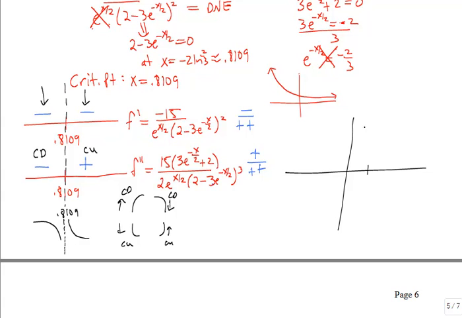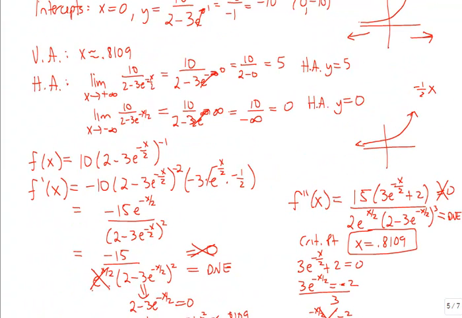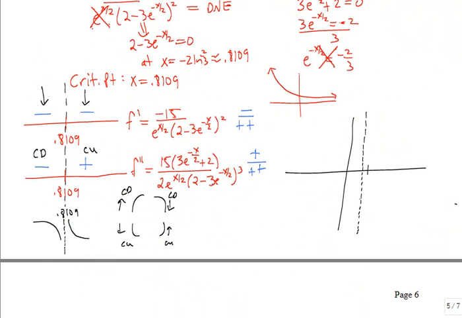So 0.8109, that's a little less than 1, and that was my vertical asymptote on my graph. And then if you remember from earlier on, we did have two different horizontal asymptotes. We had 5 as we go to the right towards positive infinity, and 0 as we go to the left towards negative infinity. So I'm going to have 5 that I want to be approaching as I go this way, and then 0 that I want to be approaching as I go to the left over here.